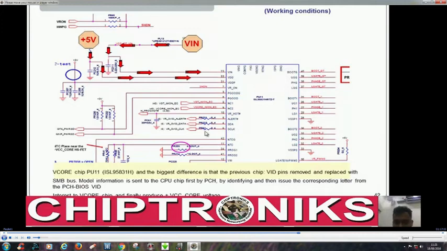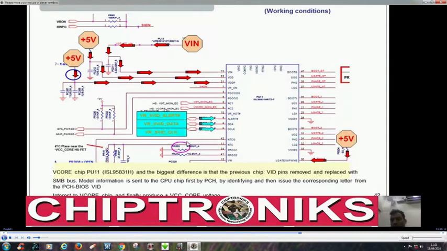We need to check whether these two are coming to the core voltage regulator or not. Third is the 5 volt at both pins, and the fourth is here, the plus 5 volts should be here. The fifth is SVID alert, data, and clock. This is very important.